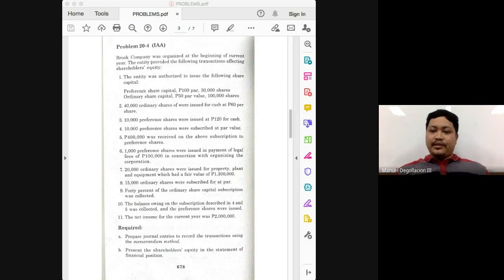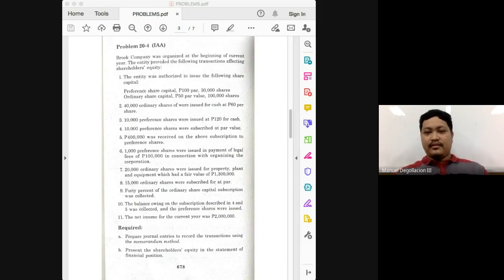Number 9, 40% of the ordinary share capital subscription was collected. To what transaction do you think this is pertaining to, class? Number 8, because this is the only transaction that involves subscription of ordinary shares. How much is 40%?